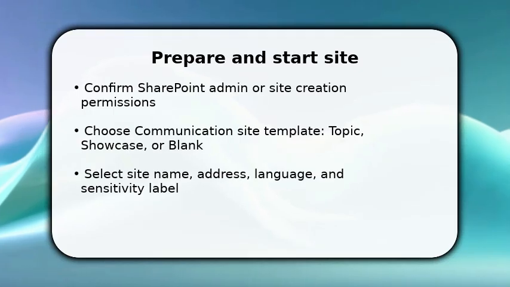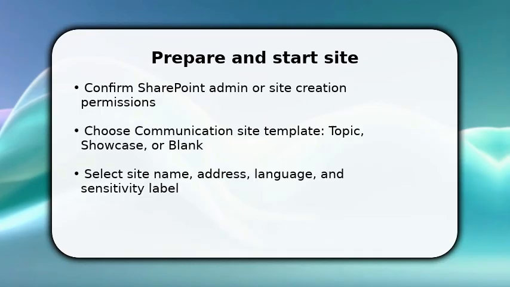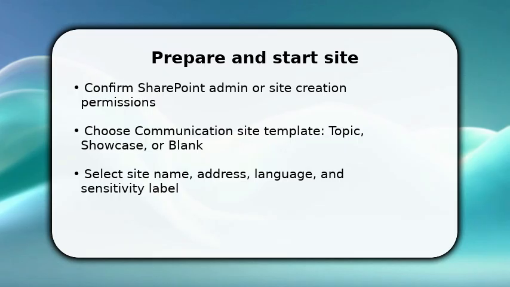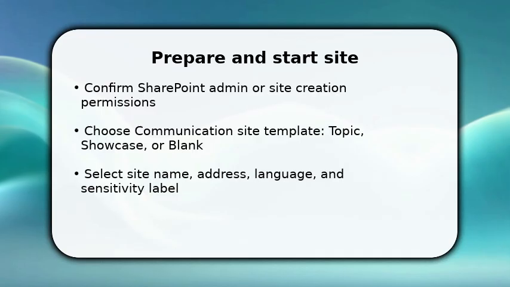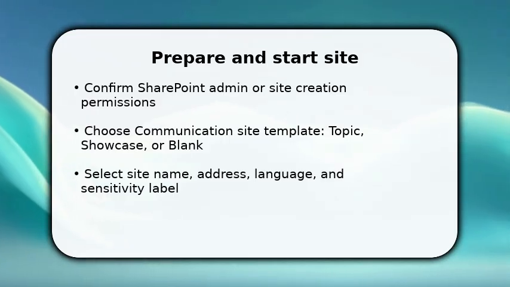Open the SharePoint home and click Create Site, then pick Communication Site. Explain why. Communication sites scale for broad audiences and require a clear name and address so links behave predictably. Once you pick a template, topic, showcase, or blank, set the language, sensitivity label, and privacy options. Make sure to choose a memorable URL.